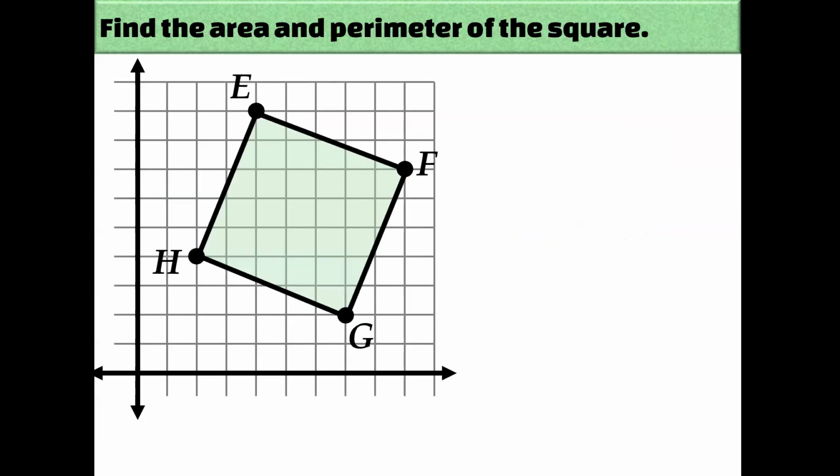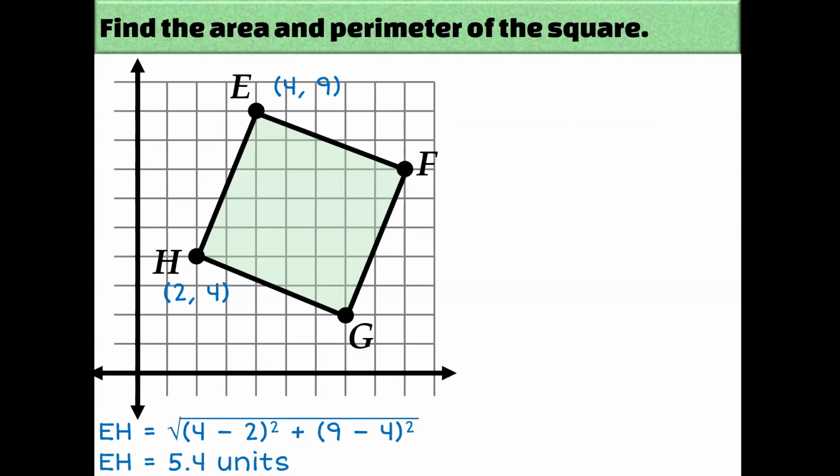But not all problems will be quite so straightforward, like this one. I cannot count the lengths of each of the sides of this square, because they're not horizontal or vertical. So in order to calculate the area and the perimeter, the first thing I need to use is the distance formula to calculate the length of one of the sides. Since it's a square, as soon as I know one of the sides, I'll actually know all 4 of the sides. So identify 2 of the coordinates, like E and H, and plug those numbers into the distance formula, square root of (x2 minus x1) squared plus (y2 minus y1) squared, and we get that EH is approximately 5.4 units long.